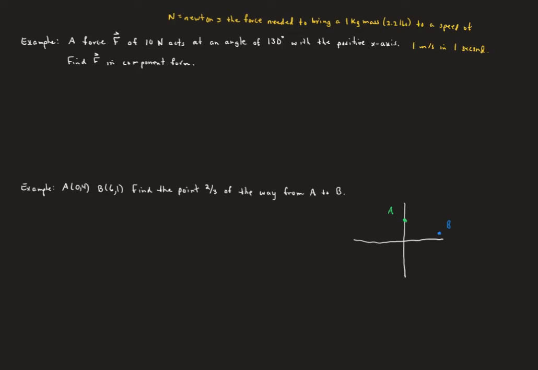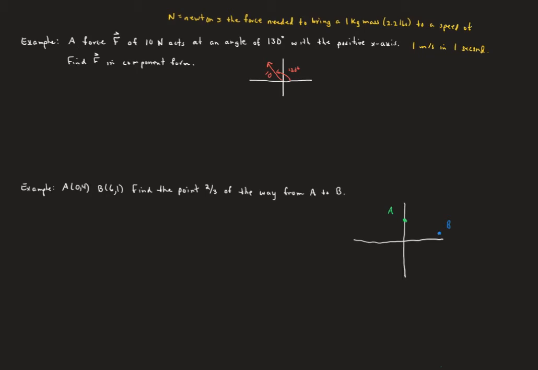So what we have then, if we imagine what's going on, you don't have to draw a picture here, but it might help the cause. So 130 degrees is going to be somewhere over here. So there's our 130 degrees, and the magnitude of that force is the 10. That's what the 10 newtons is telling us. So we have a magnitude of 10. That's going to be our r value, and we have an angle of 130 degrees.